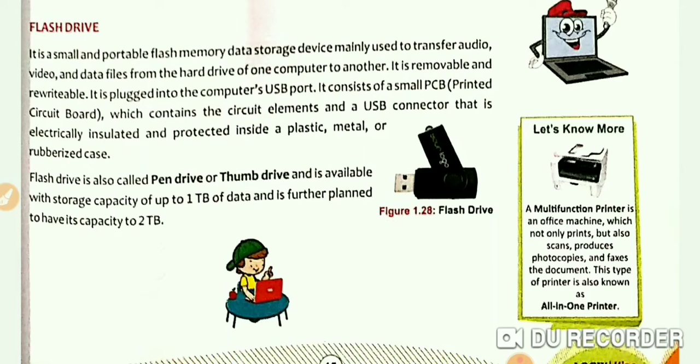It consists of a small PCB, that is printed circuit board, which contains the circuit elements, and a USB connector that is electrically insulated and protected inside a plastic, metal or rubberized case. It is also called pen drive or thumb drive and is available with storage capacity of up to 1 TB of data and is further planned to have its capacity to 2 TB, that is 2 terabyte.